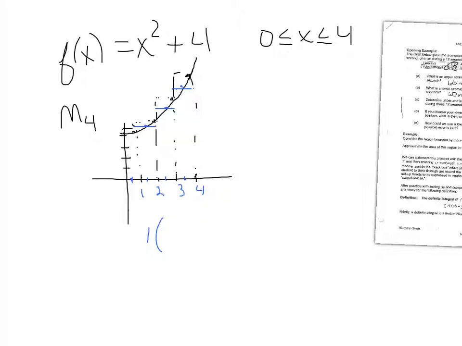What is the height of the first rectangle? Well, we're checking it at the midpoint. This is a midpoint. So if the midpoint's right here, it's 1/2 squared plus 4, or 1/4 plus 4. I'm just going to do this right now.